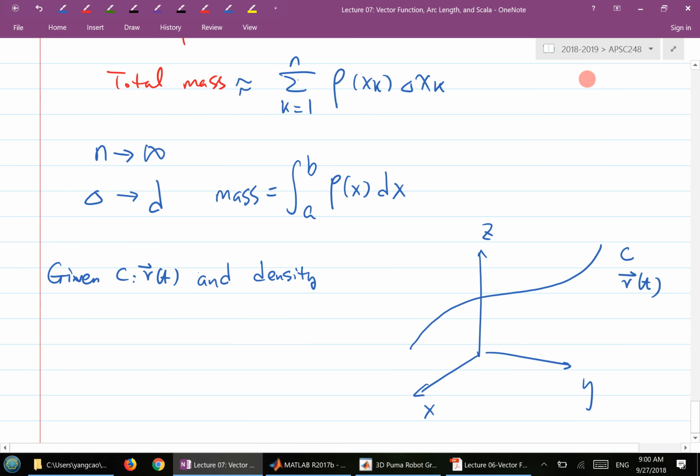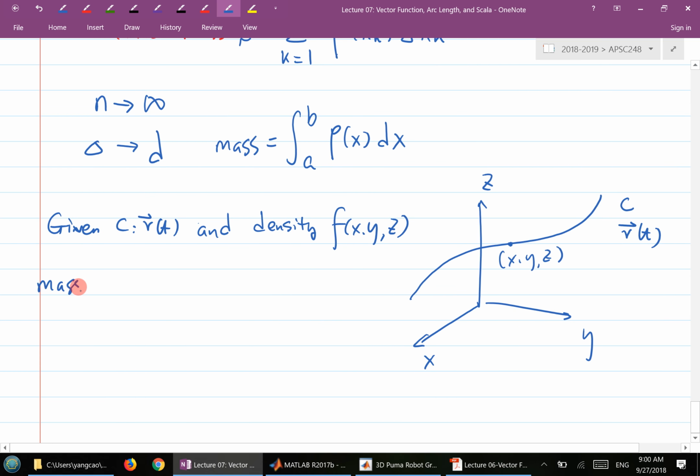But in this case, if you pick any point on the curve C, the coordinate is what? It's x, y, z. If I wanted to know the density at that location, the density function needs to be f of x, y, z. So you plug in the actual location x, y, z into that density function, then you get the density at the location. This is the first difference here.